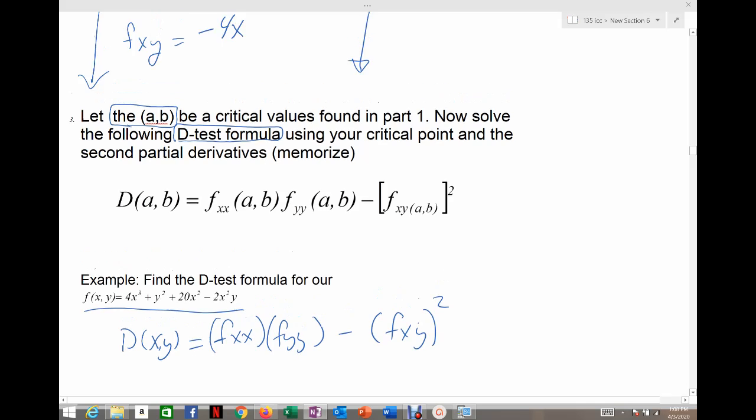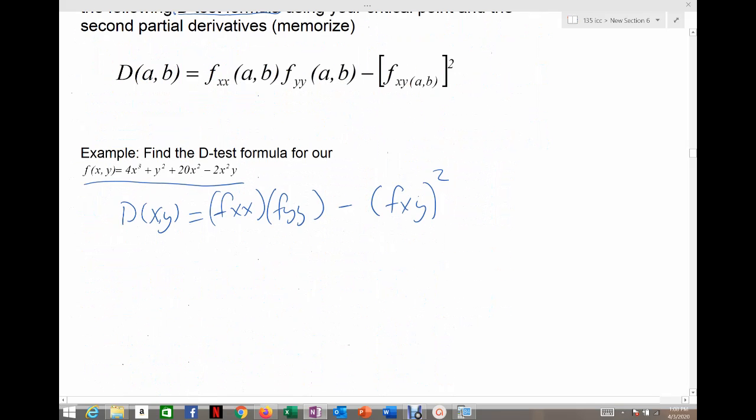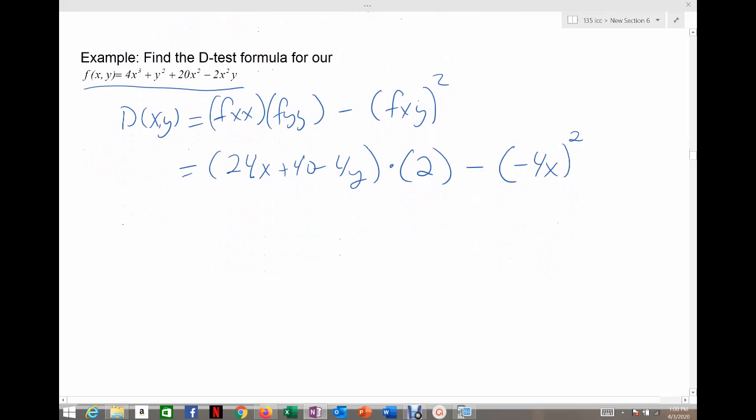Alright, so I go back up here and I plug in my derivatives. The second derivative with respect to x, well, that's that expression, so I plug that in there. So I've got my 24x plus 40 minus 4y, times my second derivative with respect to y, which remember was just 2, minus my mixed derivative, which was negative 4x, but don't forget, the whole thing is squared. I will simplify this because we will eventually use it.